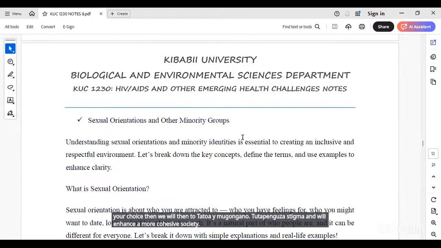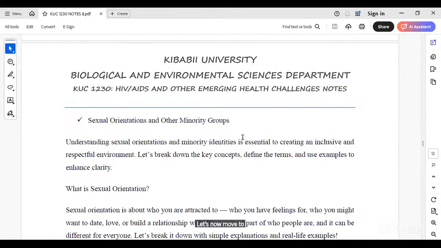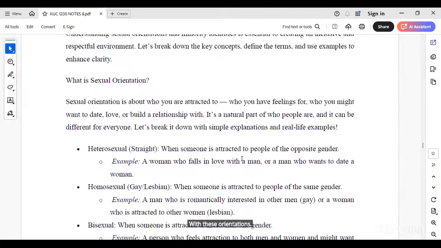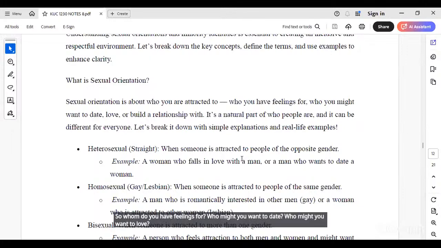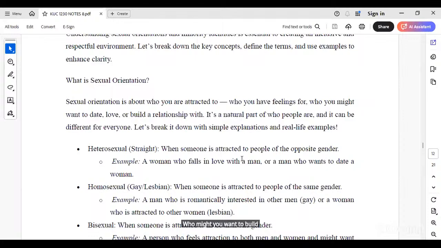So let's now move to the orientations and the minority groups that come with these orientations. As we saw, orientation is about who you are attracted to. So whom do you have feelings for? Whom might you want to date? Who might you want to love? Whom might you want to build a relationship with? That is your sexual orientation.